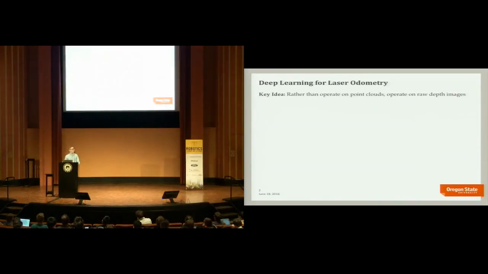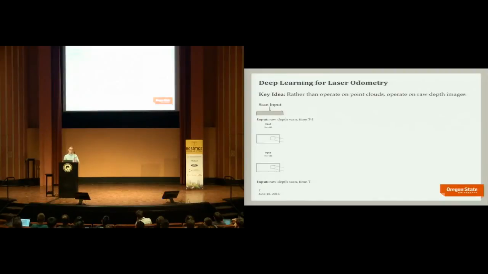The key idea behind what we're looking at is, rather than using the vast, large-scale point clouds that these high-fidelity long-range sensors can give you, we're operating only on the raw depth images obtained from the sensor. We experimented with a lot of different network architectures for the feature extraction and the correspondence, but all of them followed the same general architecture.